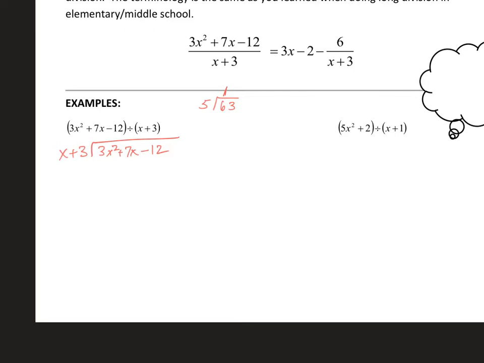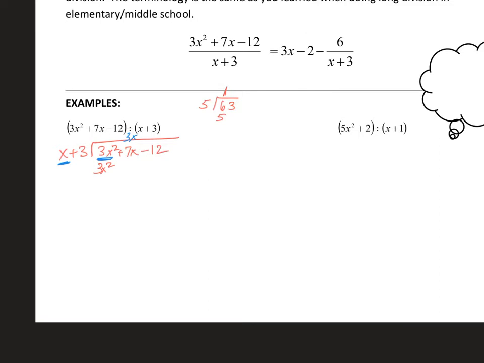Okay, so when dealing with polynomials, you're going to say to yourself, okay, what do I need to multiply x by to get to 3x squared? Hopefully everybody said 3x. Okay, you need to multiply x by 3x to get to 3x squared, okay? All right, so now we're in the exact same spot we were with numbers, okay? So if you're with your number, after you did that, you do 1 times 5, which is 5, and you bring it below, right? Same thing with polynomials.